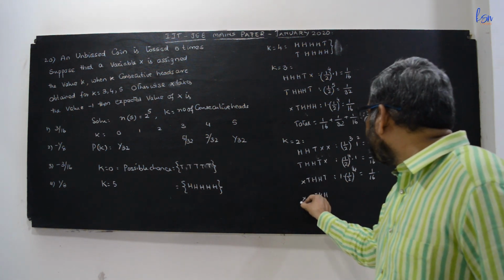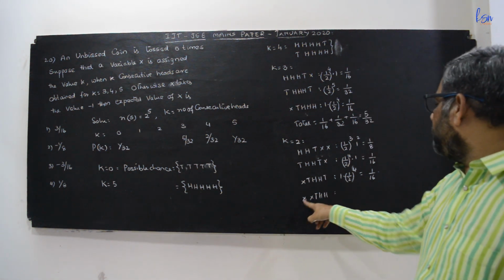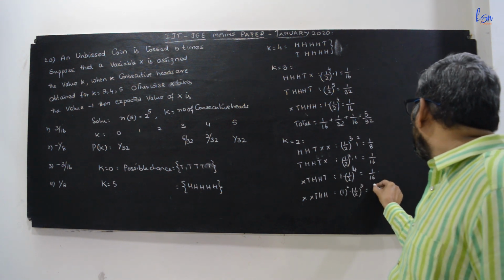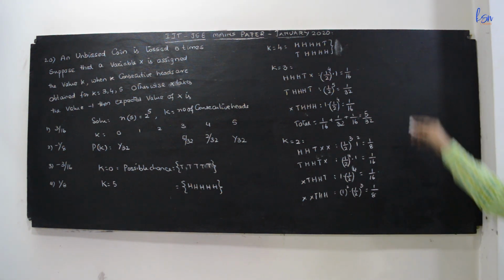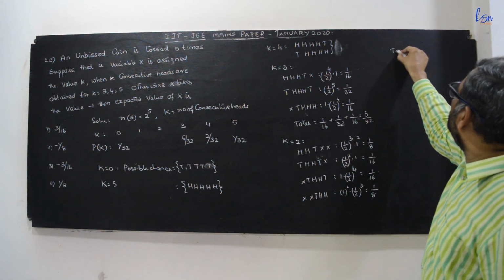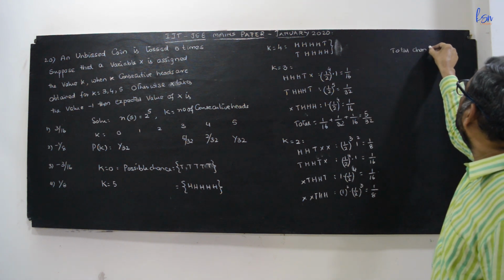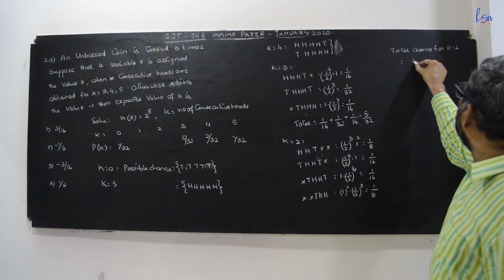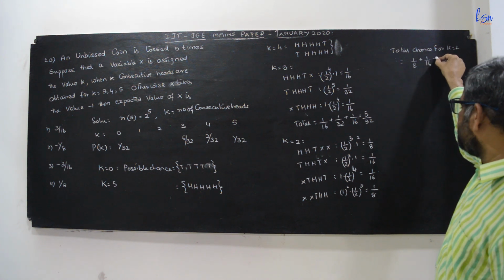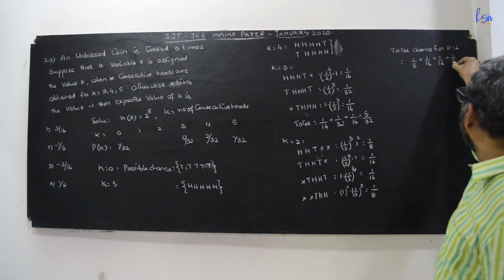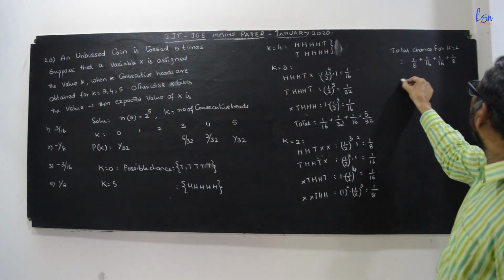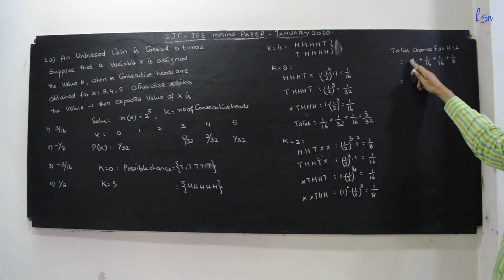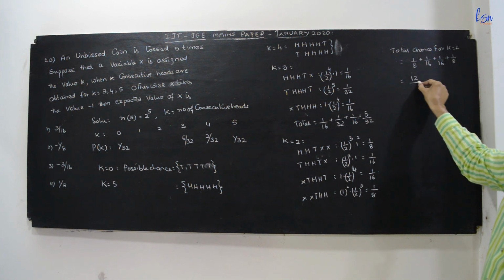Next, if the last 2 places are heads, the one before must be a tail, and the others can be either tail or head, probability 1 each. So 1 square into 1 by 2 whole cube, which is 1 by 8. Now the total chances for k equal to 2: 1 by 8 plus 1 by 16 plus 1 by 16 plus 1 by 8, which is 4 by 32 plus 2 by 16 plus 2 by 16, so 4, 5, 6 by 16, that is 12 by 32.